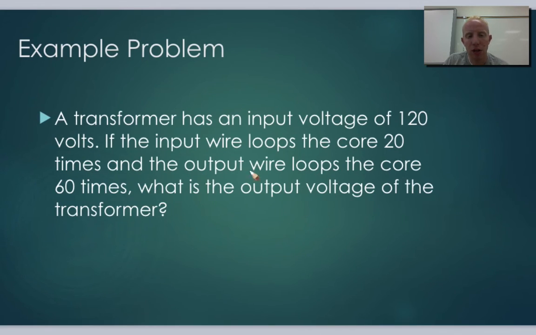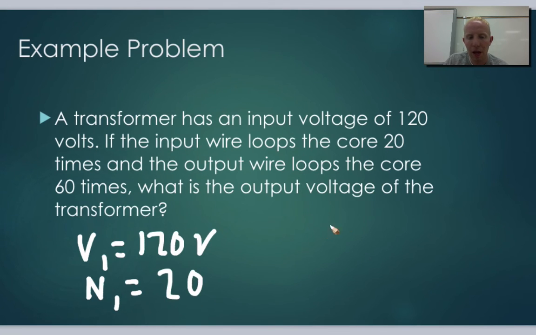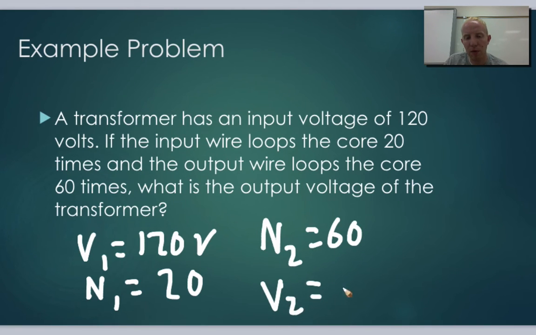A transformer has an input voltage of 120 volts. If the input wire loops the core 20 times and the output wire loops the core 60 times, what is the output voltage of the transformer? We know a couple of things. We know the input voltage, so that's V1, which is 120 volts. We know the number of loops on the input is 20, and the number of loops on the output is 60. So we just say voltage 2 equals the number of loops on the output, which is 60, over the number of loops on the input, which is 20, times the voltage, which is 120 volts.